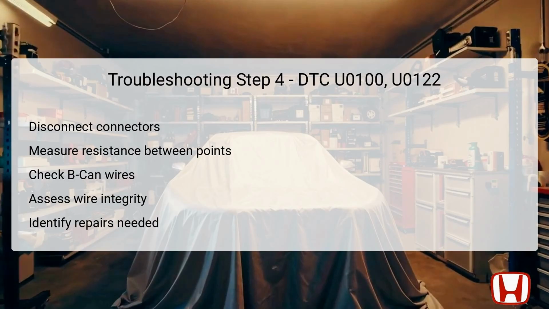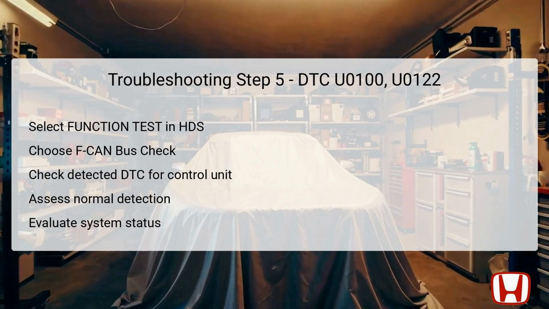If the resistance is greater than 1.0 ohm, you will need to repair the open wiring to ensure proper functionality, as higher resistance could disrupt communication signals. For the fifth troubleshooting step, again utilize the function test option in the HDS and reselect the FCAN bus connected unit check. Based on the latest detected DTC, ensure that the transmitting control unit is correctly recognizing the CAN gateway bus channels A and B.